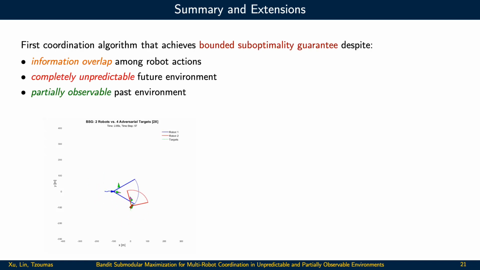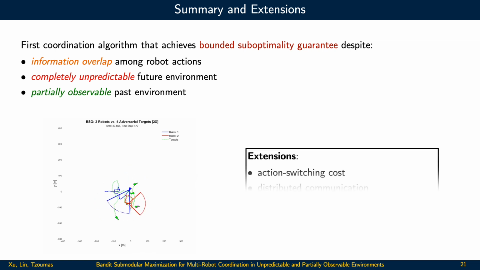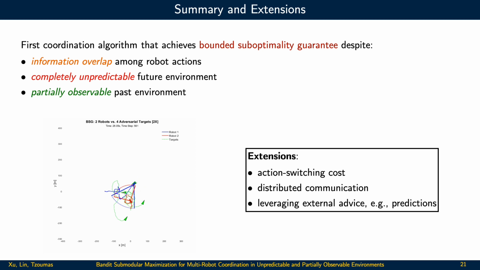In all, we've proposed a coordination algorithm with bounded suboptimality guarantee, although the robot actions have information overlap and the environment can be unpredictable and partially observable. In the future, we would like to first reduce the resulting action switching frequency by involving a cost, then enable distributed communication with only neighboring robots, and finally, let the robots act less conservatively by leveraging external advice such as inaccurate predictions of the future environment.